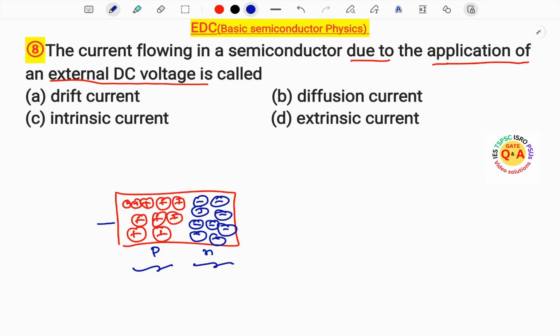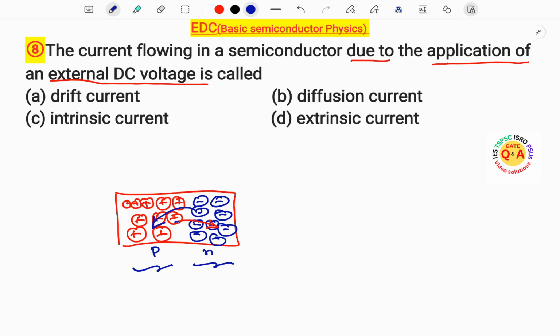Without applying any external voltage, these holes will try to combine with electrons by concentration gradient, means by moving from this side to this side. Similarly, electrons come from the right side to the left side to combine with positive ions, means with holes. This process gives the current, because current means flow of charge.